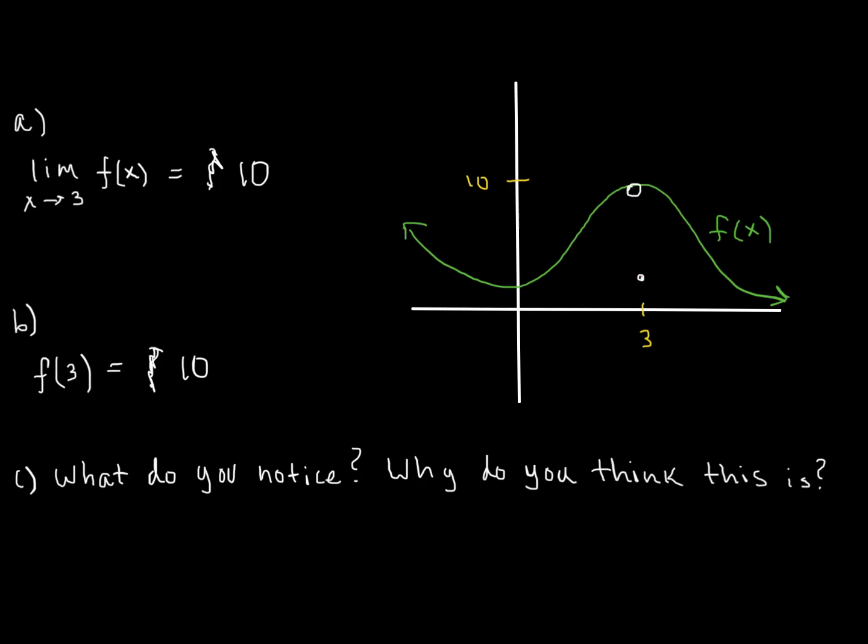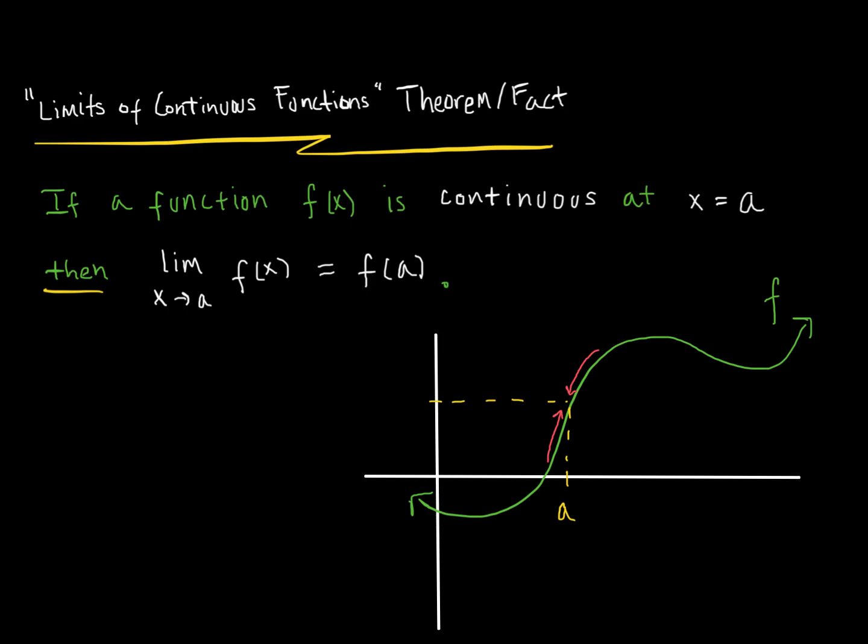So we're going to use this now to our advantage. When we have a continuous function, it's going to be really easy for us to figure out the limit. In fact, this is a theorem, and a theorem is something that has been proven to be true, so we can take advantage of it at all times. It's proven to be true for all values. So here it is. If a function f of x is continuous at some value a, then the limit as x approaches that value a of f of x is just the value of the function at that value a.